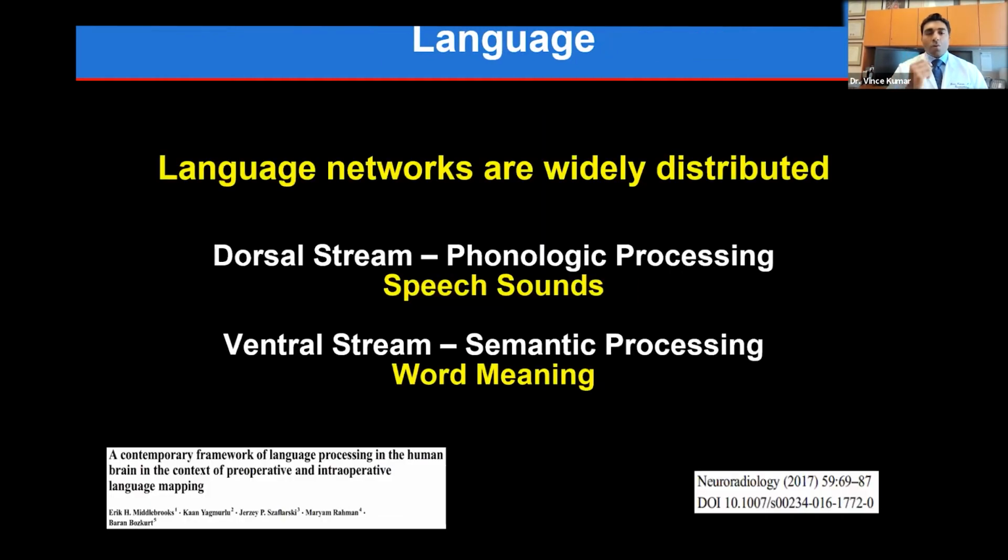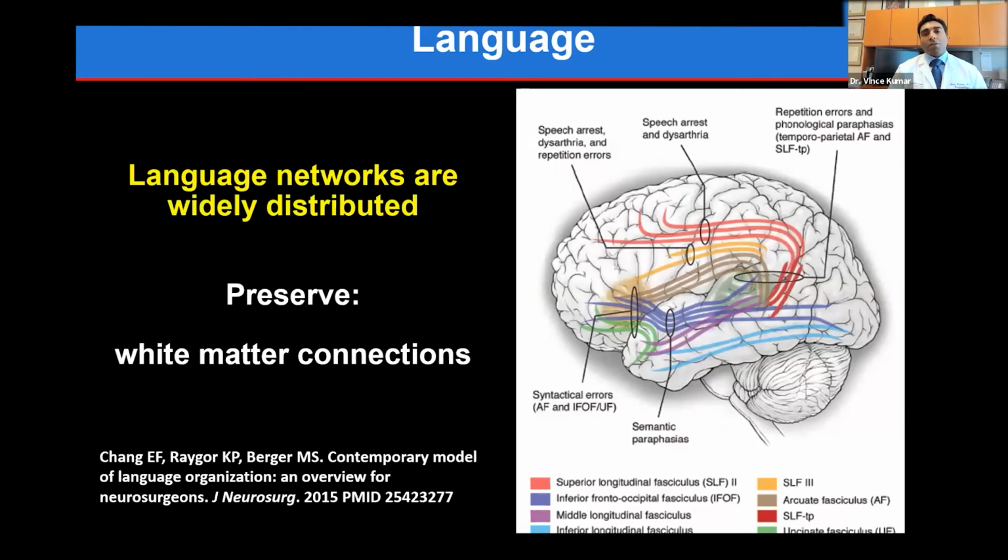So as we all know, language is much more complicated than Broca and Wernicke. And the current concept of language is that it's widely distributed and that there are two major language streams. There's a dorsal stream that is involved with phonological processing or speech sounds, and a ventral stream that's involved with semantic processing or word meaning. And all of these eloquent language areas are connected by white matter tracts.